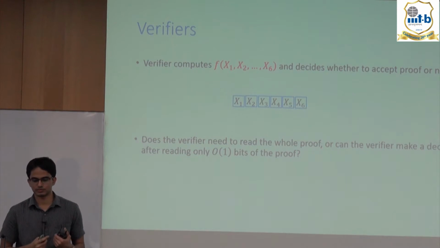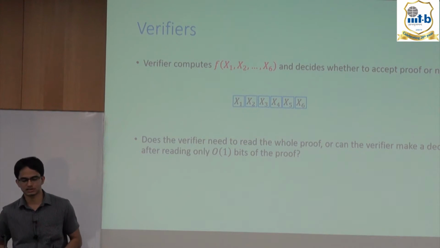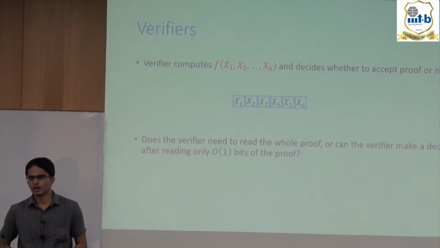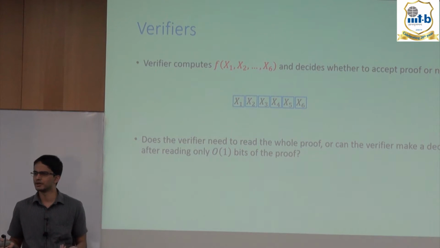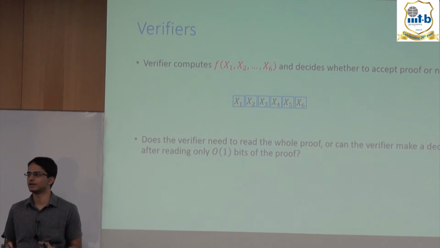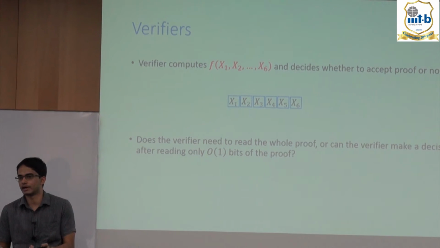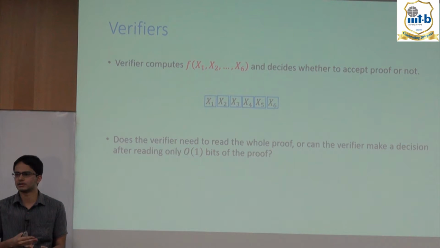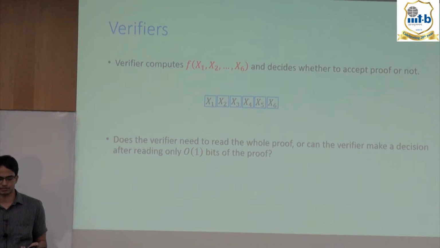Right, so the question is, does the verifier need to read the entire proof, or can the verifier read a small number of bits of the proof and make a decision? In general, it would seem like the answer should be no. Suppose f was only looking at one bit of the proof, say f of x1, x2, x3 up to x6 was equal to x1. Then the prover can always set x1 to be 1, irrespective of whether the formula is satisfiable or not, set all the other bits to be anything, and the verifier will accept.